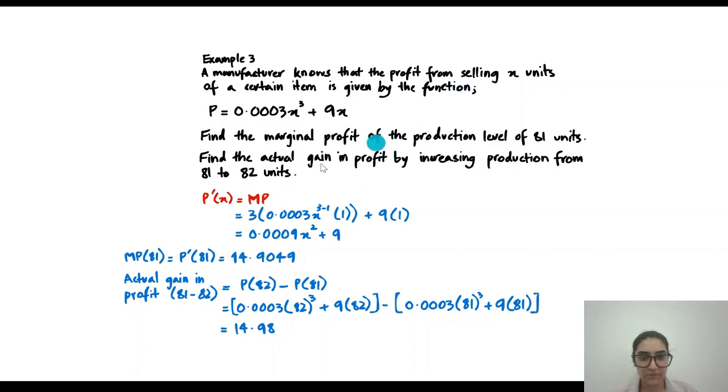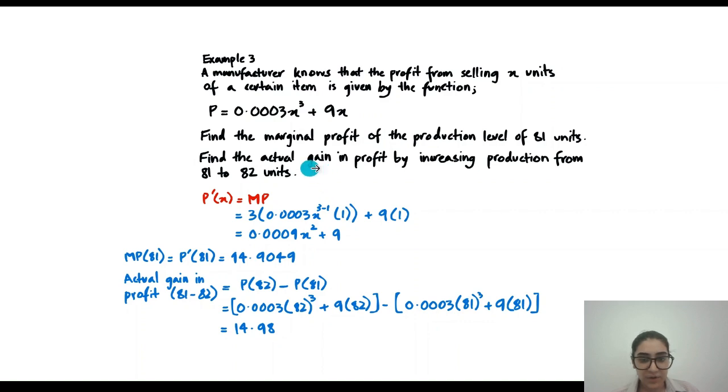We are given our profit function. We have to find the marginal profit at the production level of 81 units. We just differentiate our profit equation to find the marginal profit. We have the equation of marginal profit. Now they're asking the production level of 81 units. We input 81 into our differentiated equation, which gives us 14.9049.